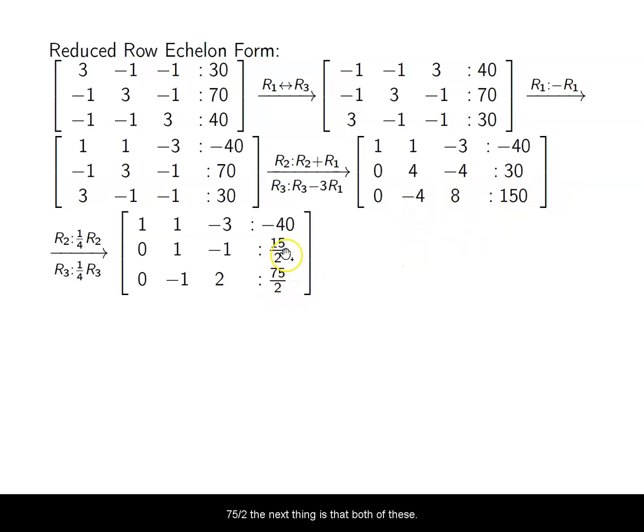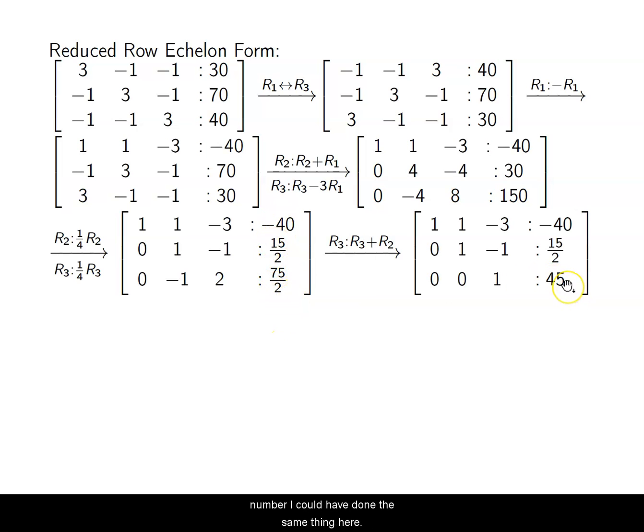The nice thing is that both of these have a common denominator. So when I add them together, it's actually pretty easy to add these together, which is the next step, right? If I want this to be 0, I add them. So this will be 0. This will be 1. 75 plus 15 gives me 90, right? And 90 divided by 2 is 45. So I still get a whole number. I could have done the same thing here, and that's okay.